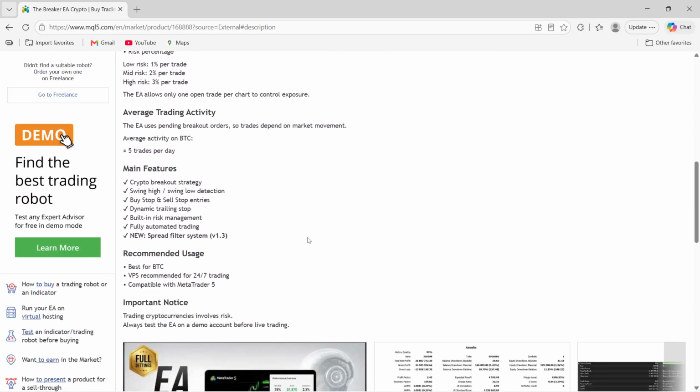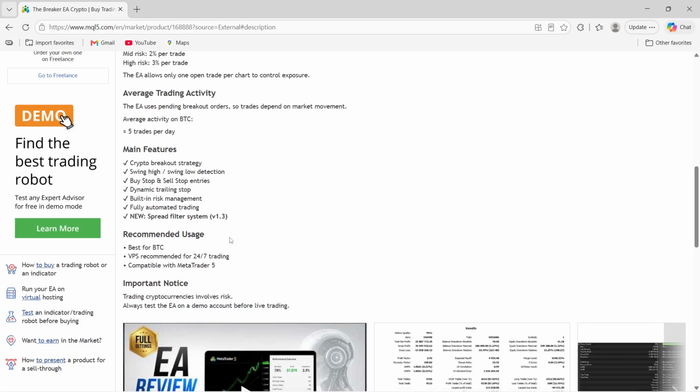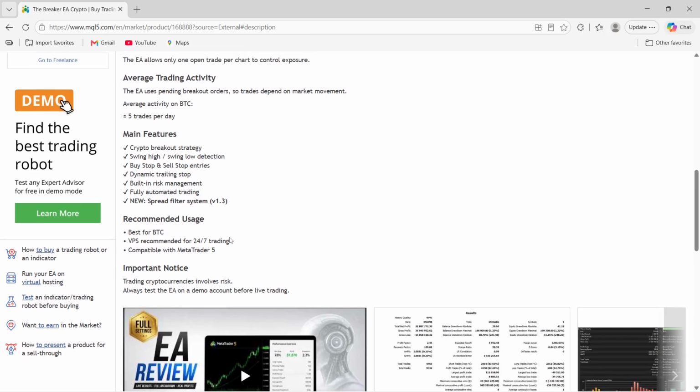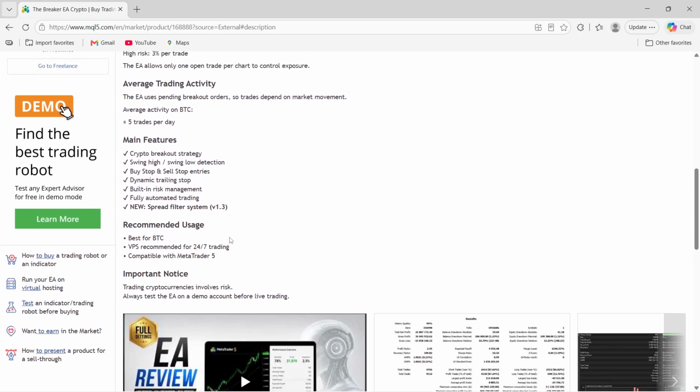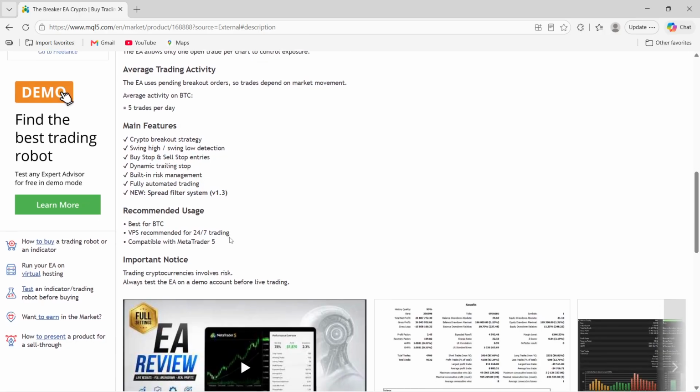Alright, so it runs on MT5 as you can see. It's best for BTC and VPS recommended for 24/7 trading, and this is compatible with MetaTrader 5. Right, it's presented as a cleaner directional breakout tool. Developers of these EAs usually highlight the potential for capturing big trends while controlling losses on fakes.